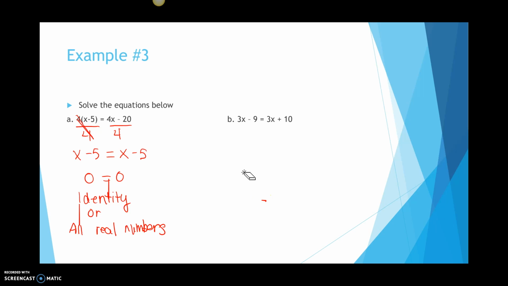Now if we look at B here, we have 3x minus 9 equals 3x minus 10. Well, if you subtract 3x to both sides, it's just going to cancel that out. So I'm left with negative 9. Does that equal negative 10? It does not. So this situation right here for B would be a no solution situation.